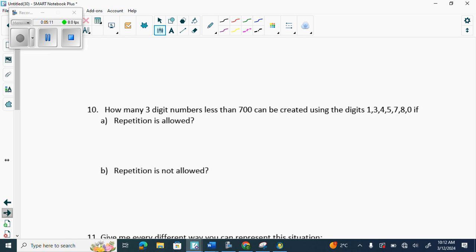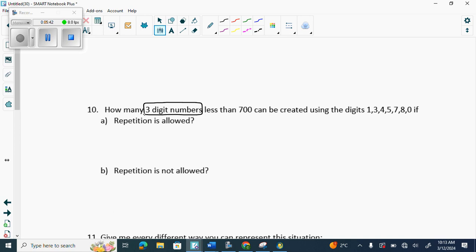Number 10 says, how many three-digit numbers less than 700 can be created using 1, 3, 4, 5, 7, 8, and 0? In order to be less than 700, it has to start with a number lower than 7, correct? The catch is it's a three-digit number. If it was a three-digit code, could it start with the number 0? A code, yes. Codes can start with 0. Codes could be 0, 0, 0, 0. It's a three-digit number, though.